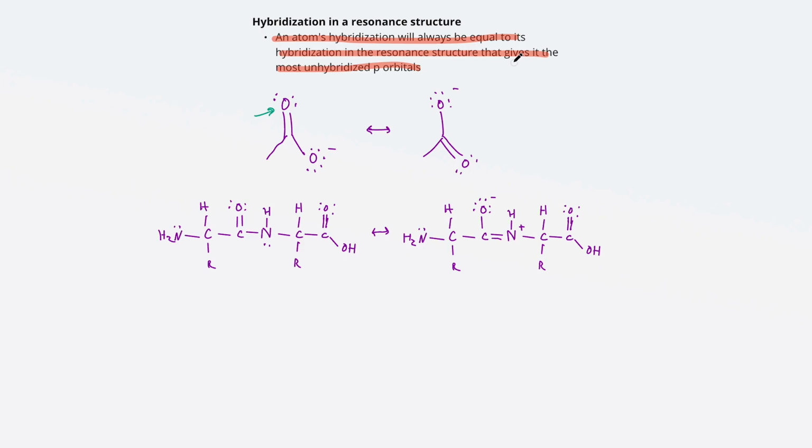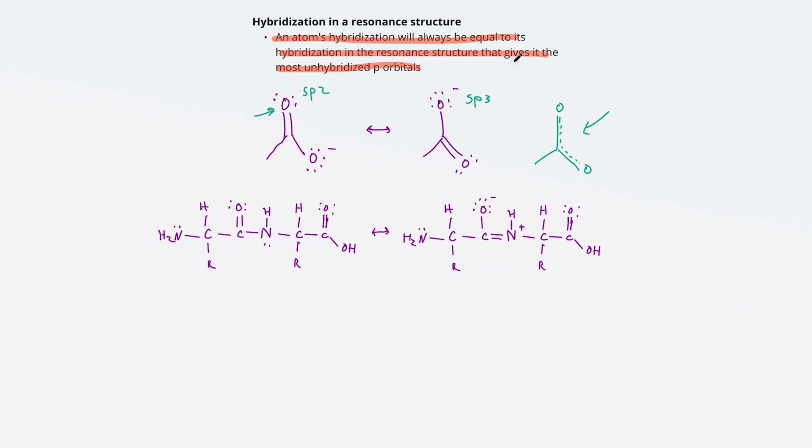But this oxygen has 3 electron groups, so that oxygen would be sp2 hybridized. But if you look at the resonance structure on the right side, it has 4 electron groups, so then you would think that it would have to be sp3 hybridized. But remember how in reality the molecule is actually a mixture of both of those structures? And in the structure on the right side, both of those oxygens have partially a double bond.